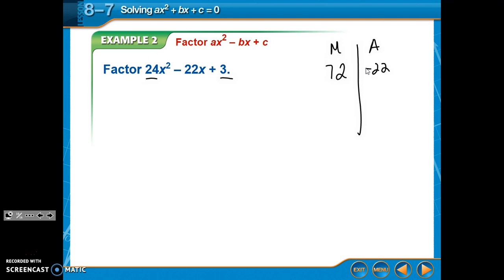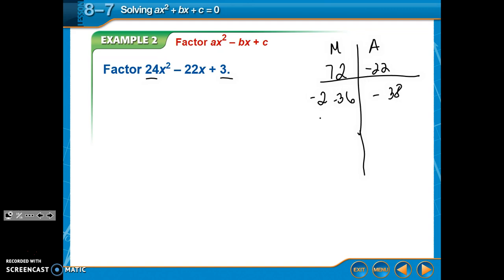now negative 22. So in this case, where we want to add to a negative number and multiply to a positive, we're going to have two negative numbers, right? So a negative times a negative will give us a positive, and then a negative plus a negative will still be negative, okay? So we're looking for factors of 72. So I can say 2 and 36, negative 2 and negative 36, right? So it's going to be negative 38, which is not negative 22, so we want to keep looking.